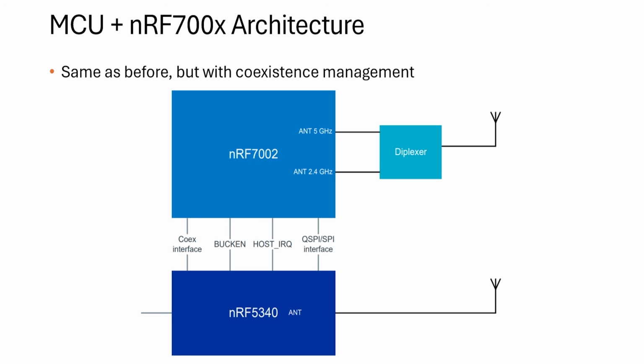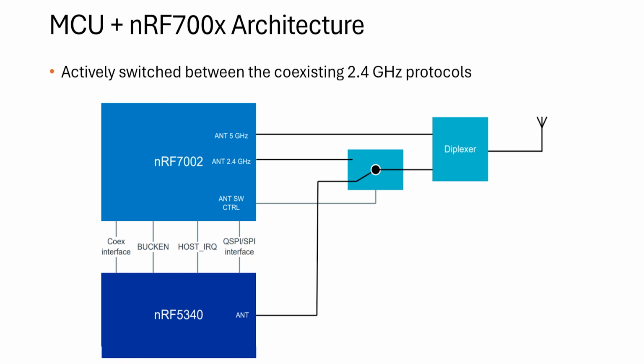Now, we can get this more elaborate if we like by implementing a switch, and that allows us to consolidate down to a single antenna like you see here. So I think the antenna switch control is a little better to use because here you don't have to fully turn off the NRF 7002 in order to control when the 2.4 gigahertz interface is broadcasting or receiving, and it still allows the 5 gigahertz interface to broadcast and receive as needed.